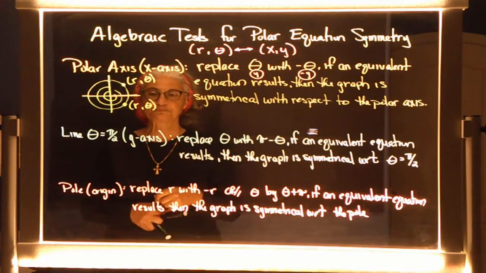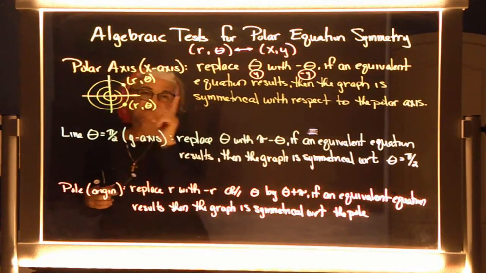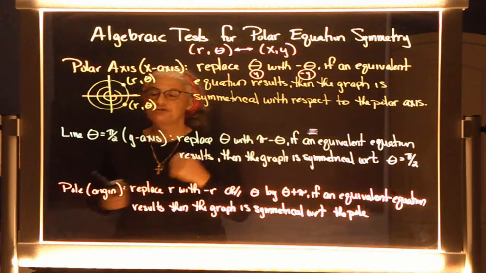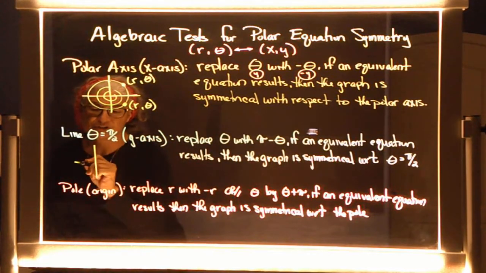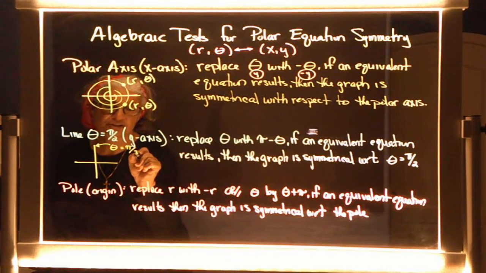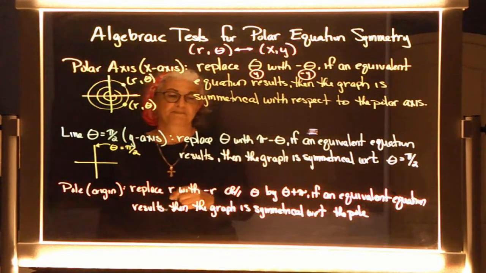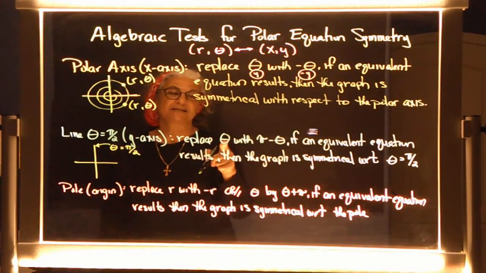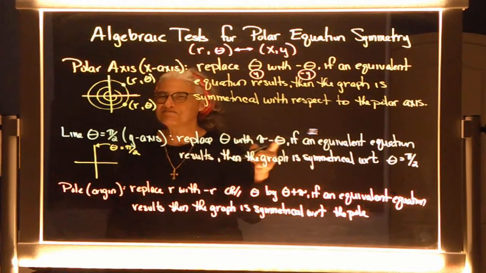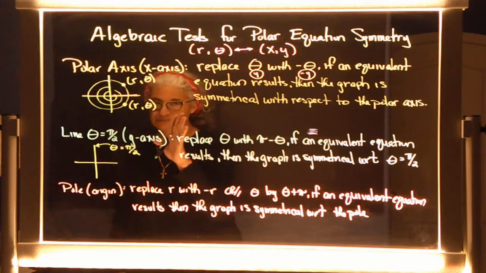Cool? Okay. Now, let's look at the line theta equals pi over 2. Well, again, if you look at your graph, isn't this where theta equals pi over 2? It's basically the y-axis, isn't it? Okay. And we're replacing theta with pi minus theta. You're like, wait, why pi minus theta? Hold on.